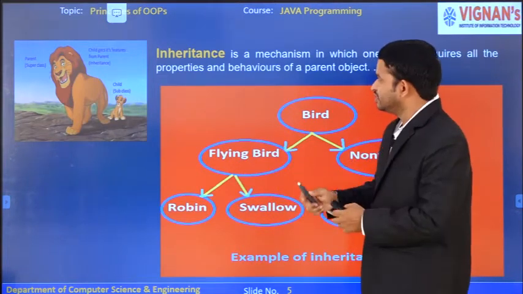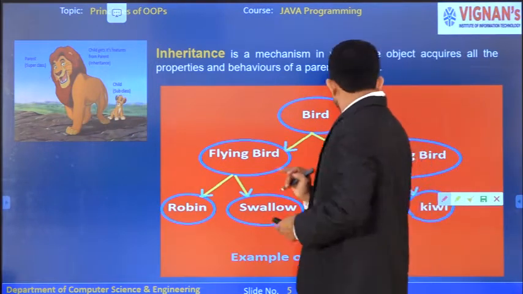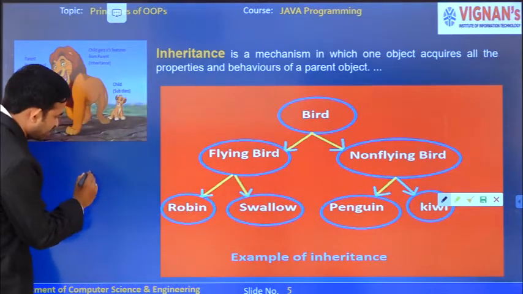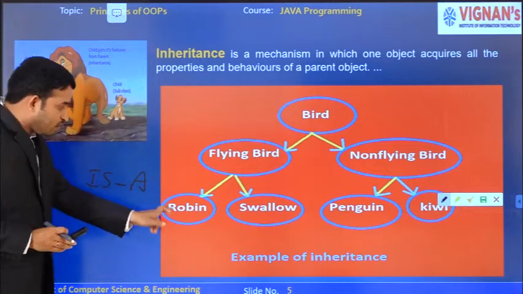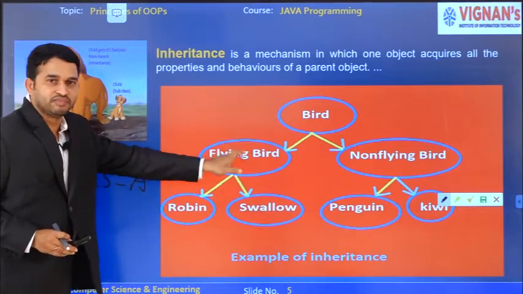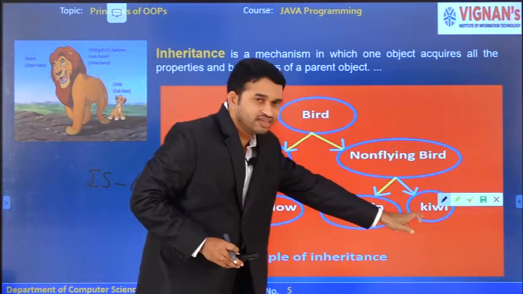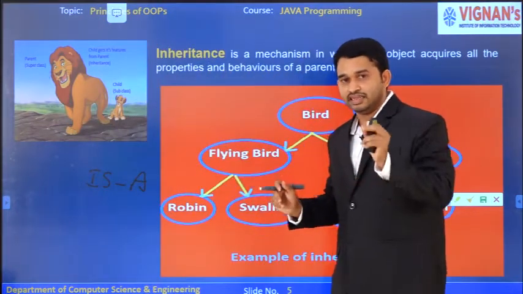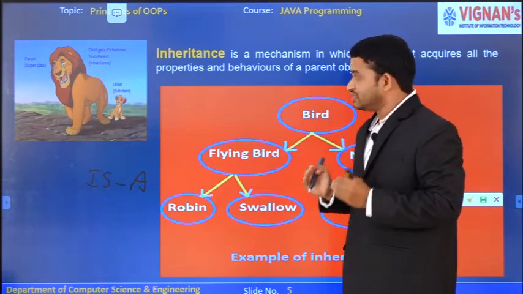Flying bird. Here, one more important key point: inheritance follows an is-a relationship. This is very important. It means robin is a flying bird, swallow is a flying bird, and similarly penguin is a non-flying bird, kiwi is a non-flying bird. So inheritance tells about the is-a relationship between the particular objects. That is the beauty of inheritance.